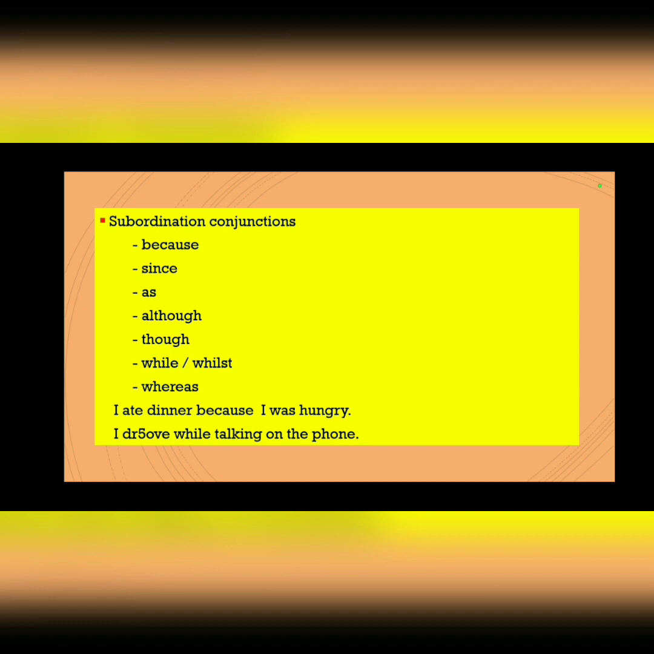There are also subordinating conjunctions, which join a dependent and an independent clause. Common subordinating conjunctions are because, since, as, although, though, while, unless, and various others. I ate dinner because I was hungry. I drove while talking on the phone.